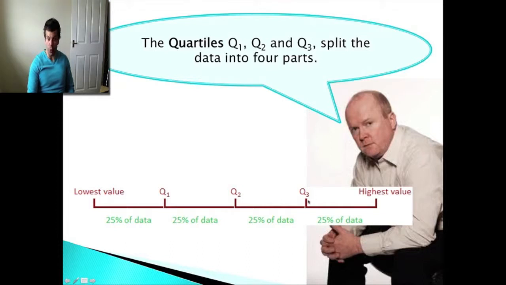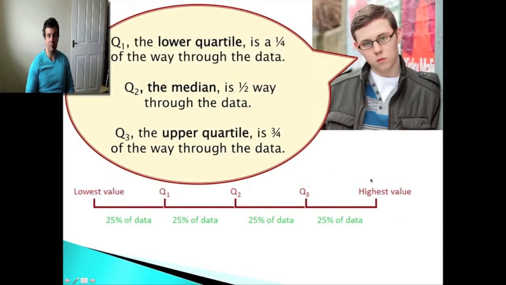Q3 is 3/4 of the way along, or a quarter of the way from the highest value, hence it's called the upper quartile. Q1, the lower quartile, is a quarter of the way through the data. Q2, the median, is halfway through the data. Q3, the upper quartile, is 3/4 of the way through the data.